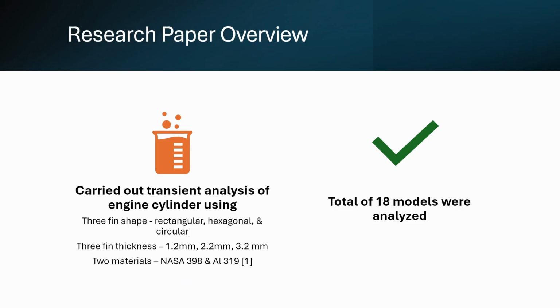In the research article that I saw a minute ago, they did a transient analysis for different fin shapes: rectangle, hexagonal, circular. There are three shapes and three fin thicknesses: 1.2, 2.2, 3.2 mm, and two materials: NASA 398 and aluminum 319. Overall, 18 models were analyzed in that article. So I am going to follow everything from that article.